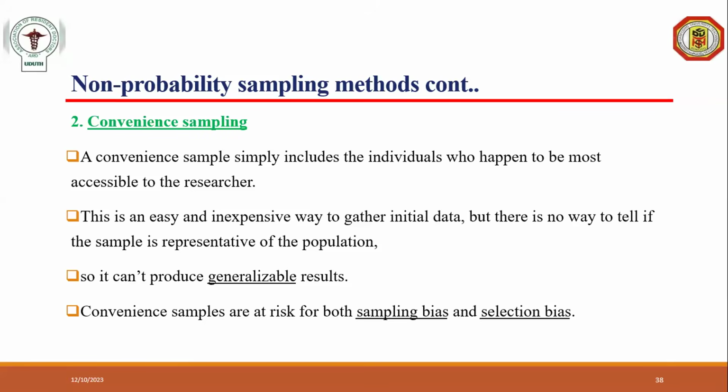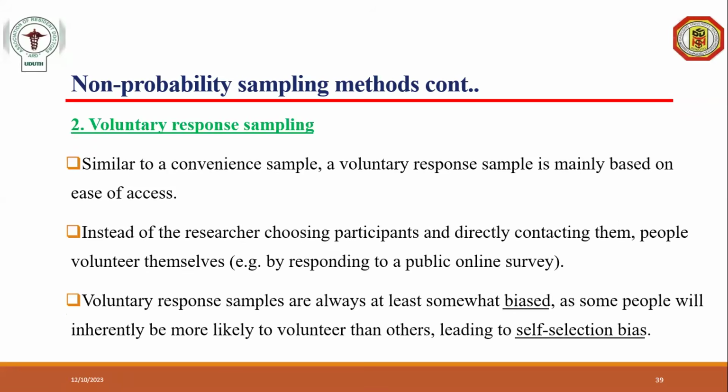And this one is also non-probability. You cannot use it and generalize the research result to the general population. It introduces different sorts of bias, like selection bias and sampling bias, and it will also not have external validity.